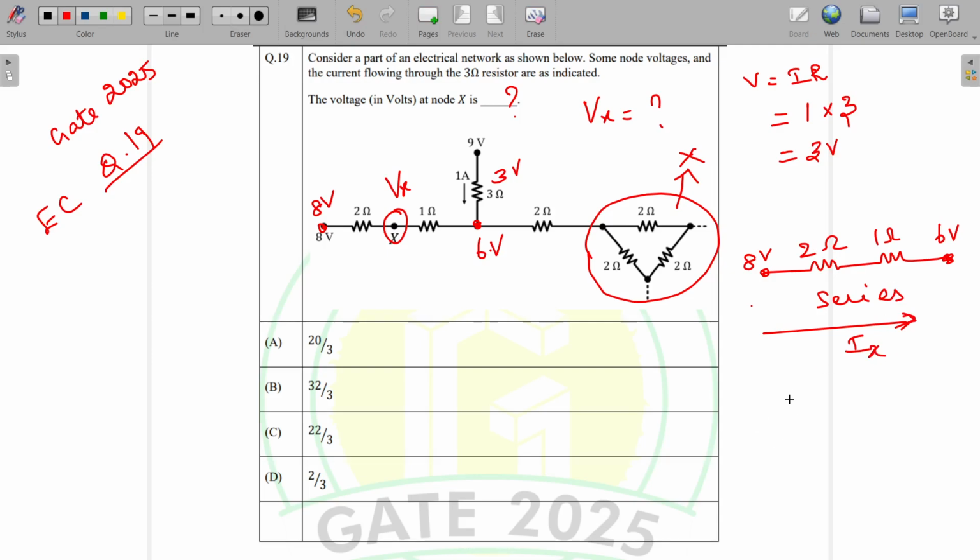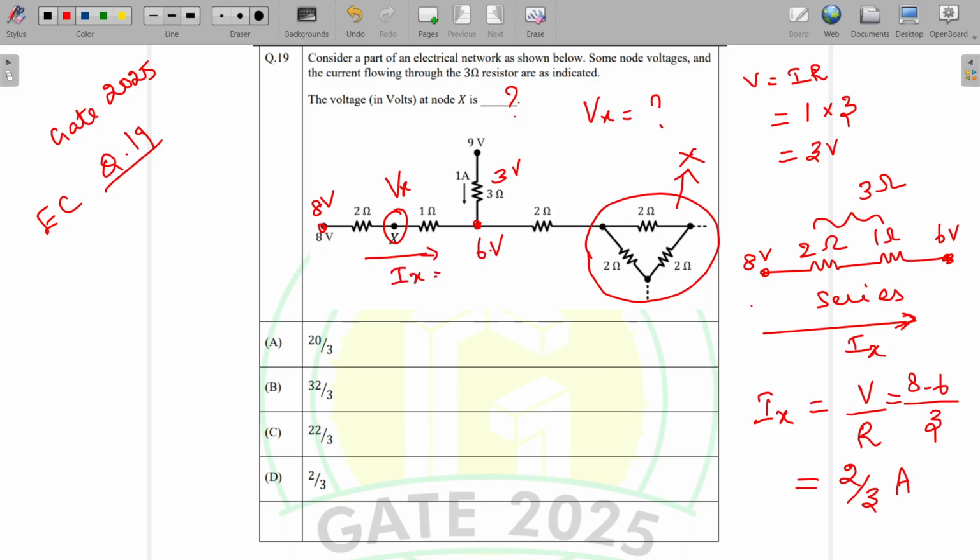We can calculate this Ix using Ohm's law, V by R. Since we have the series part, the total resistance is 3 ohm, because just by summing up we get the equivalent resistance here. So what is this value? It is the difference, right? So 8 minus 6 divided by 3. So it is 2 by 3 amps. So Ix is equal to 2 by 3 amps.